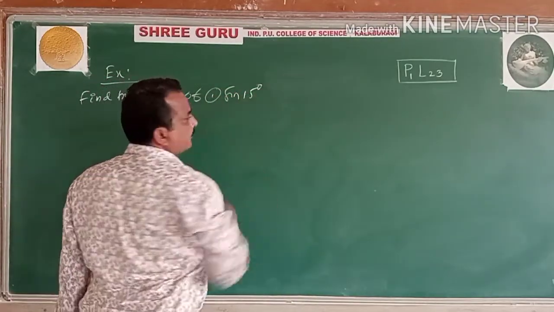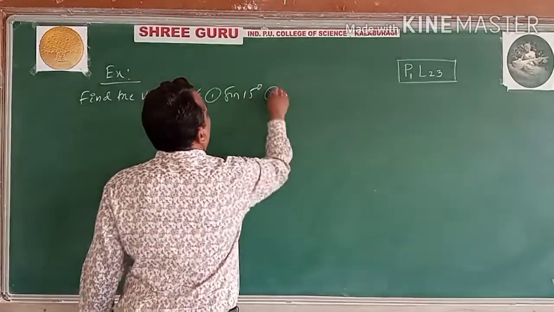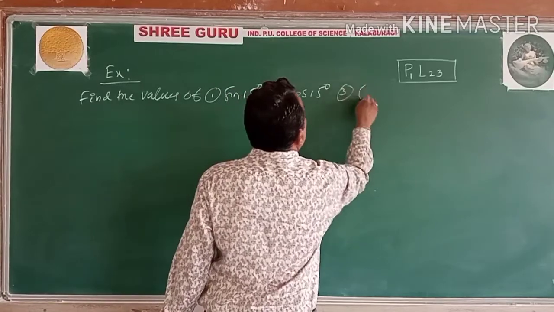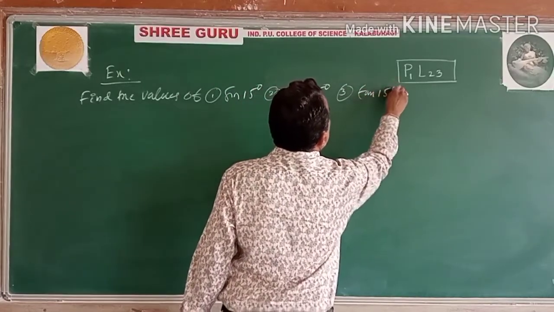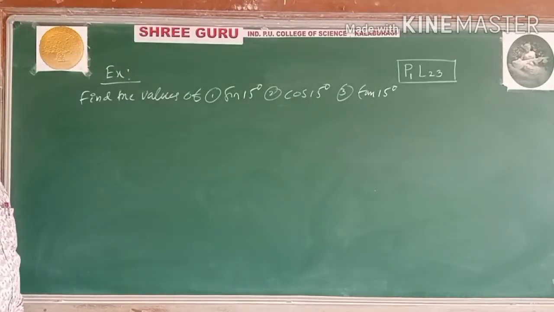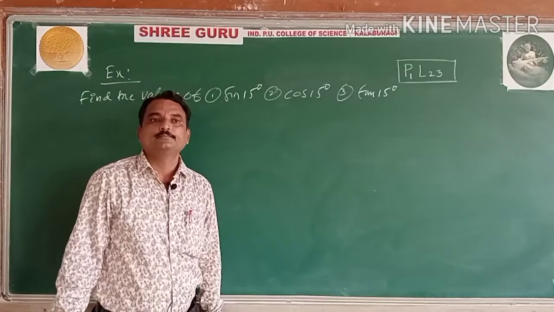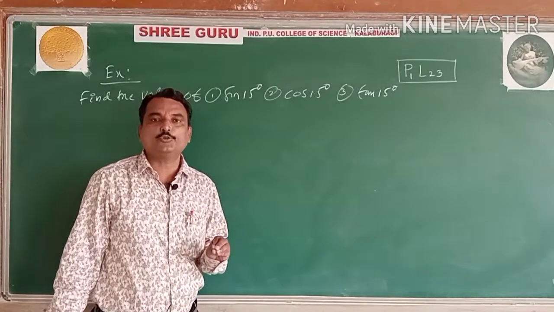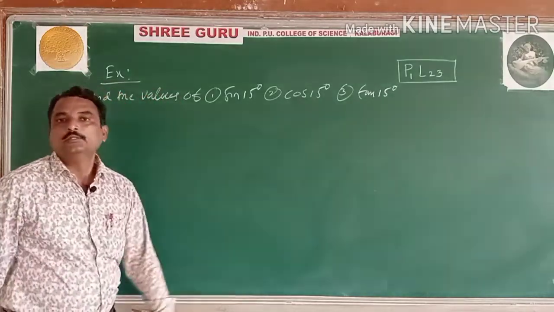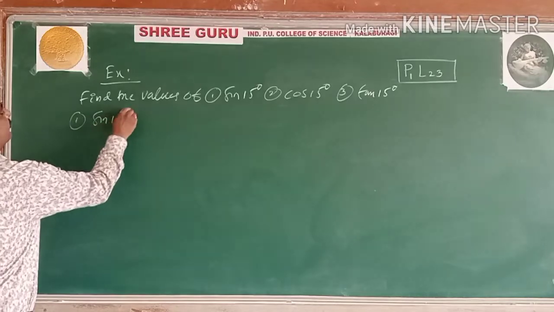sin 15 degree, cos 15 degree, tan 15 degree. You don't know, this is not a standard angle, 15 degree. You know only 5 angles are standard: 0 degree, 30 degree, 45 degree, 60 degree, 90 degree. These are all you have to calculate. Now let us see first one, sin 15 degree.